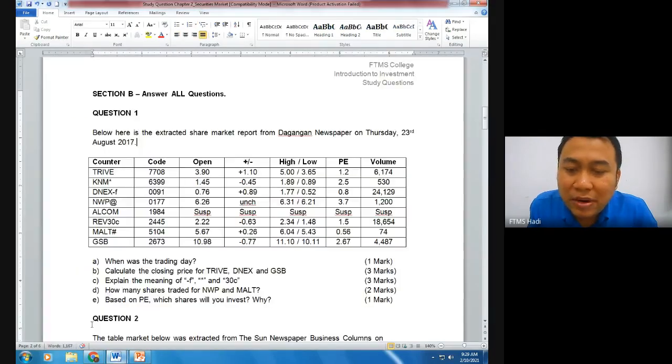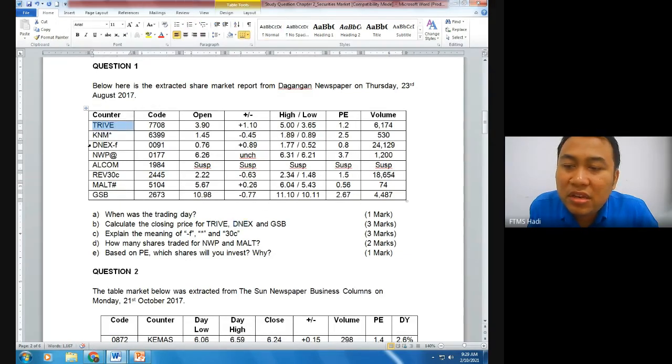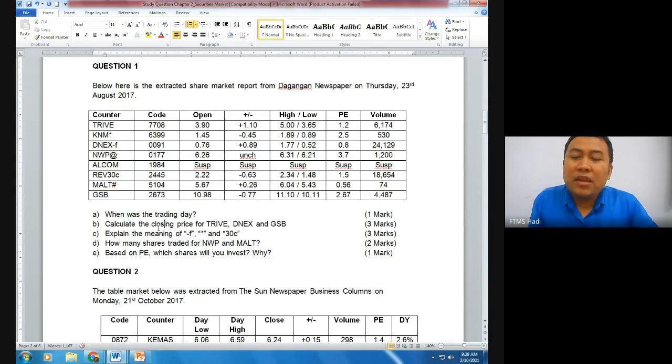Calculate the closing price for TRIVE, DNEX, and GSB. That means you don't have to calculate everything. Just answer whatever they ask: TRIVE, DNEX, and GSB, closing price. As you can see here, code, open, plus minus, high, low, PN, volume. There is nothing related to closing price, but you can calculate it manually.